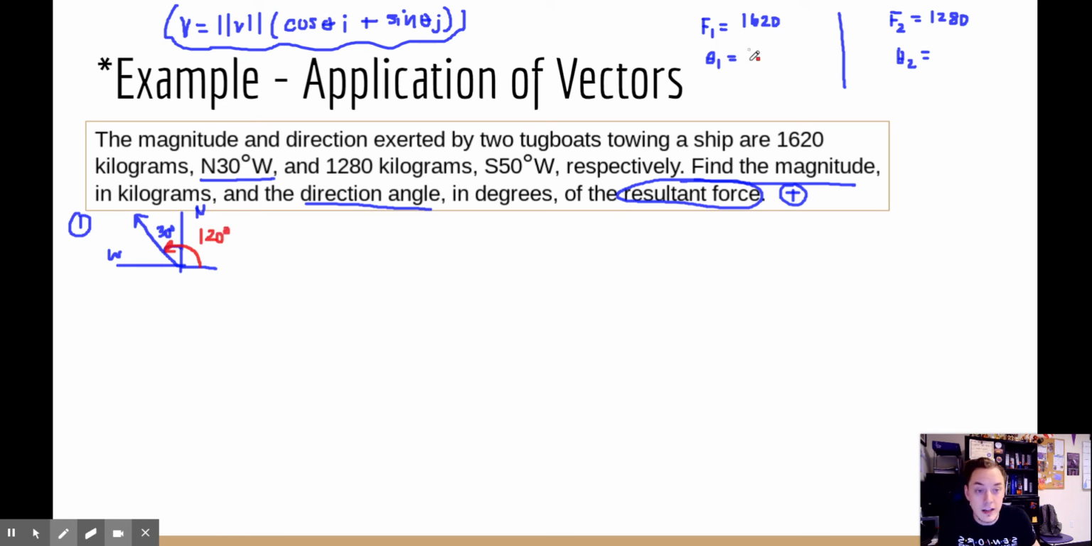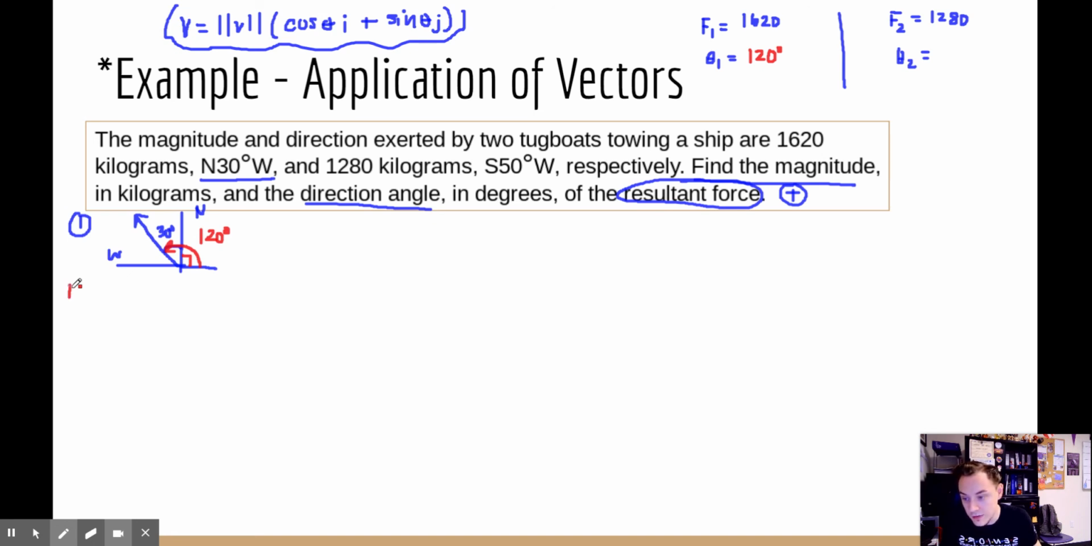So I'm going to go over here, and on my first force, my first vector that I'm trying to find, it's 120 degrees. Sounds good? Okay. I know it's 120 degrees because that's 90 degrees plus another 30. That's 120. Awesome. So I know that's theta 1. Now I want to find the whole vector of force 1, basically the first tugboat. How do I find that?